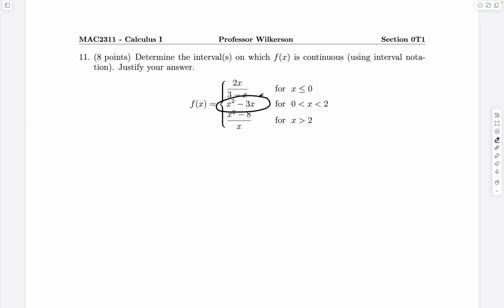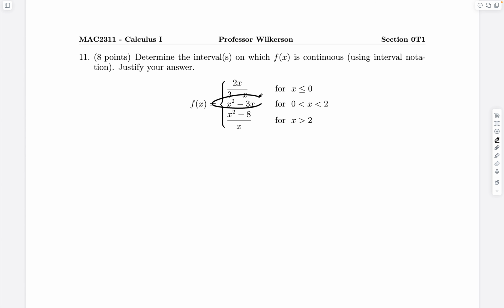Now, the next expression of my f of x function is x squared minus 3x. Well, this is a polynomial. Polynomials are continuous for all values, so I'm not really worried about anything else. But I am worried that at 0, these things might not go to the same point. For continuity, I need those left and right side limits to be equal. I'm worried about that. So 0 is for sure on the list.